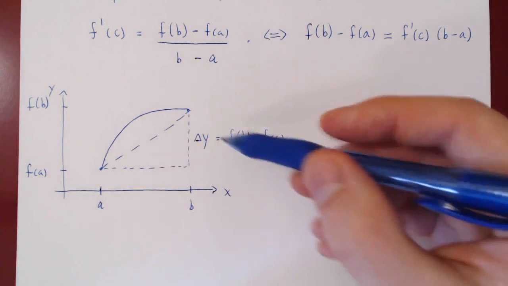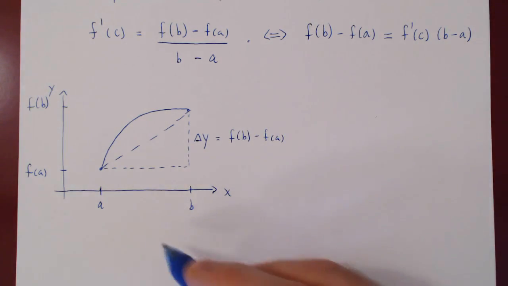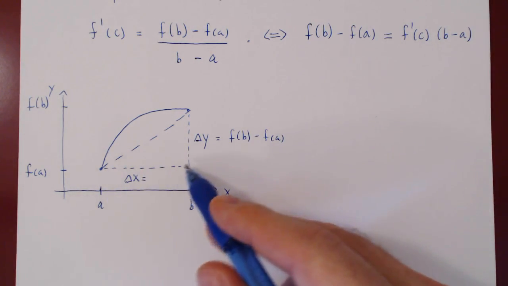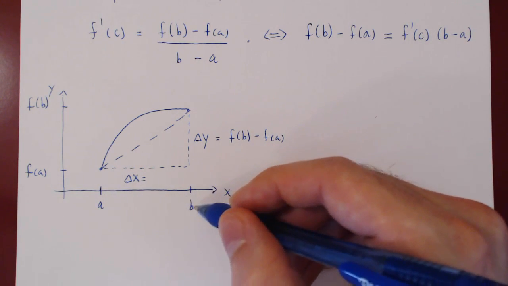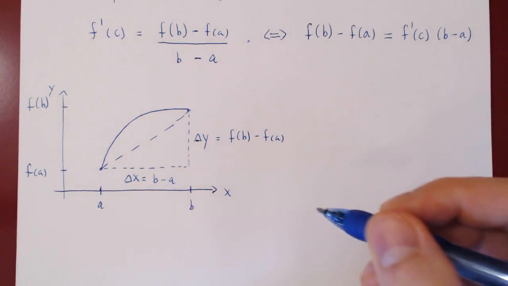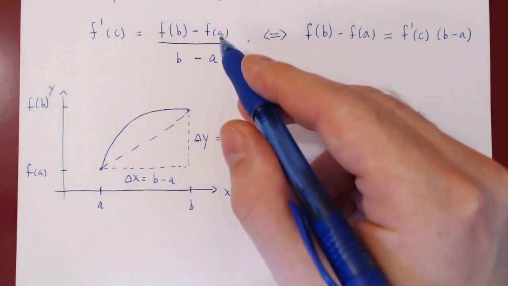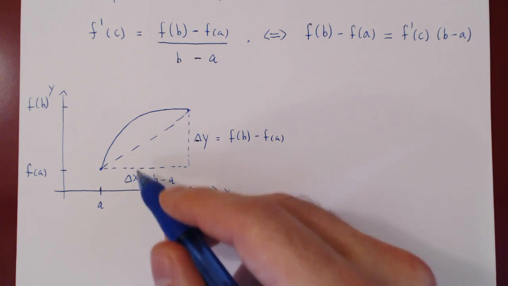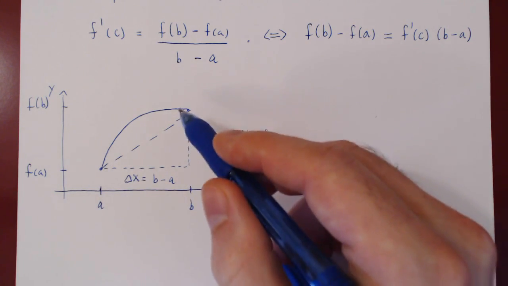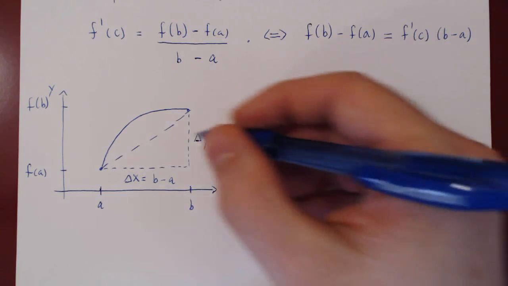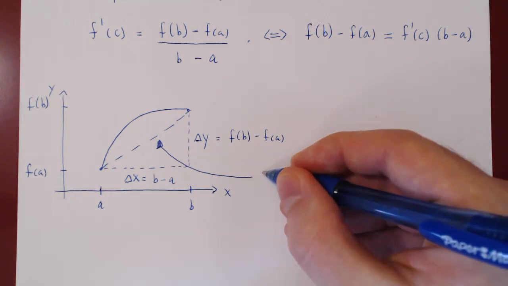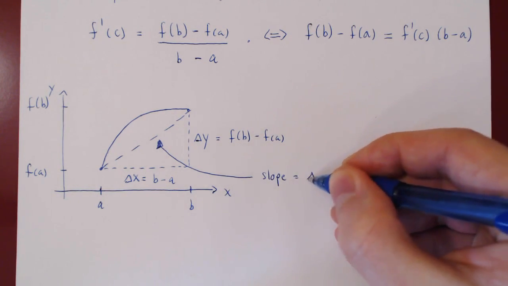So you see f of b minus f of a is the total change in y of the function. And if you look at the change in x, delta x, well, this is a change along the x-axis. So it is the larger x value minus the smaller x value, so it is just b minus a. And so you see f of b minus f of a over b minus a is just delta y over delta x. So it's the slope of this line segment connecting the point (a, f of a) with the point (b, f of b). So the slope of this line is equal to delta y over delta x.